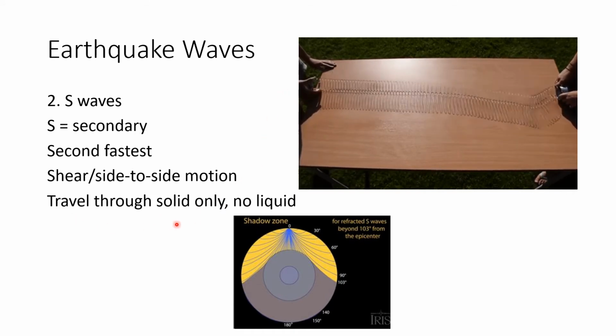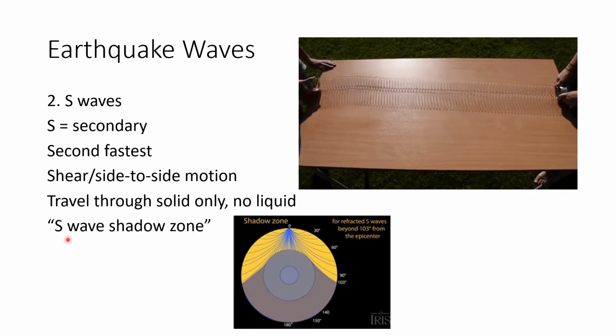These can travel through solids only. They cannot travel through liquids. And so this is one way that we learned that the outer core of the Earth is liquid, because S waves can't travel through liquid. If you have an earthquake happen here on the planet, you don't feel any of the S waves on the opposite side of the planet, and that's because they can't travel through this liquid outer core, so it creates a phenomenon known as the S wave shadow zone. So this area right here is the S wave shadow zone, because the S waves can't travel through this liquid to pop out on the other side of the Earth.